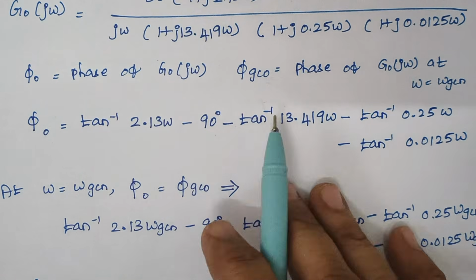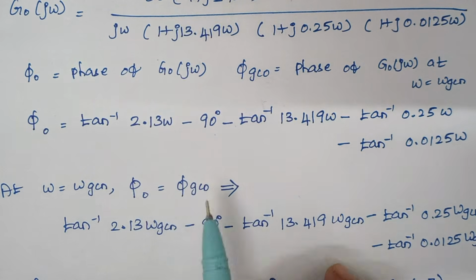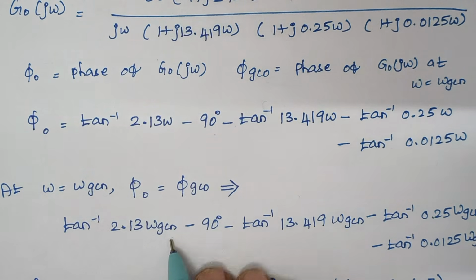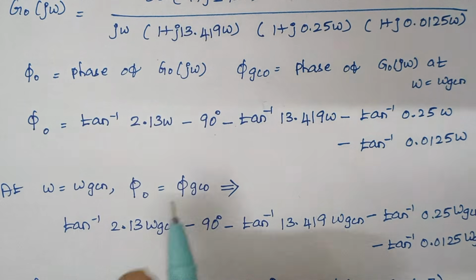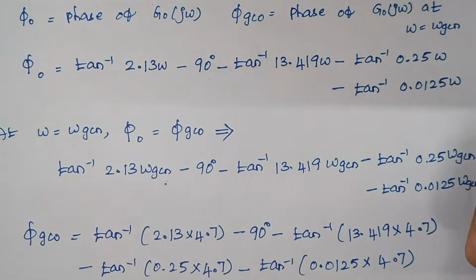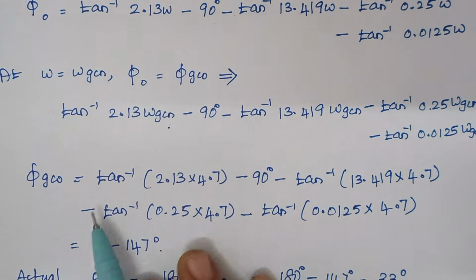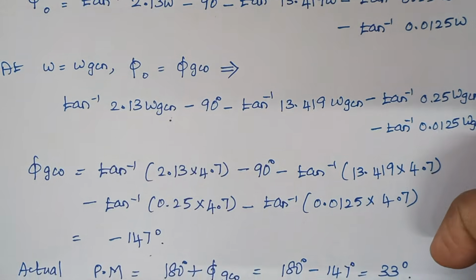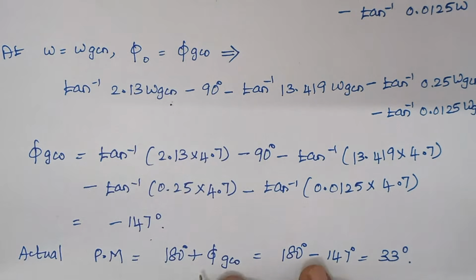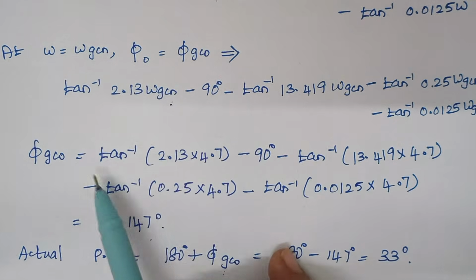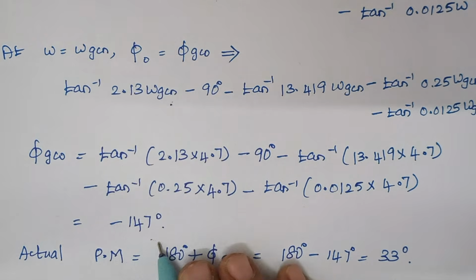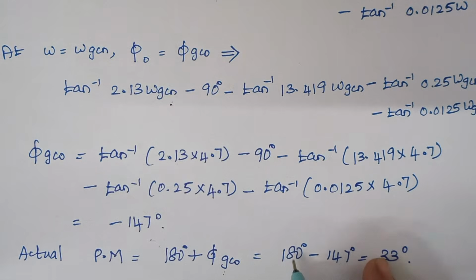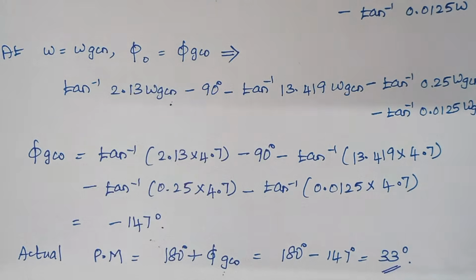The next thing is, in the place of omega, we are replacing omega GCN because this is our new gain crossover frequency, right? So just substitute the values accordingly and find the value of phi GC naught. It is equal to minus 147. From this, again, the phase margin expression is 180 plus phi GC naught, right? So this phi GC naught is given as minus 147. Just substitute the value over here and the phase margin is found to be 33 degrees. Right, so this is the desired phase margin which is given in the problem.